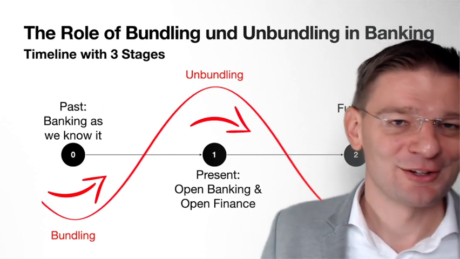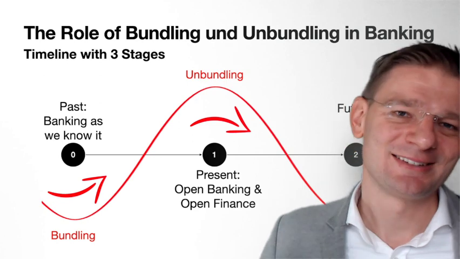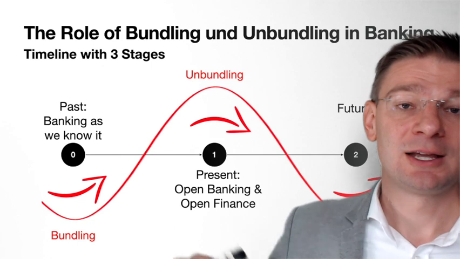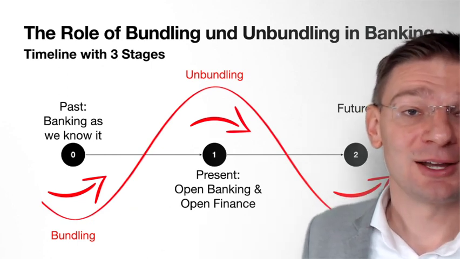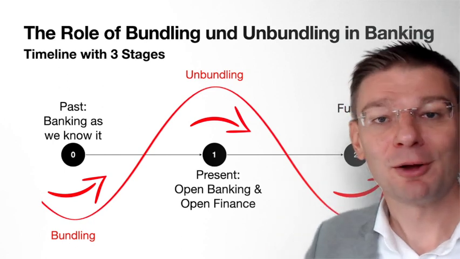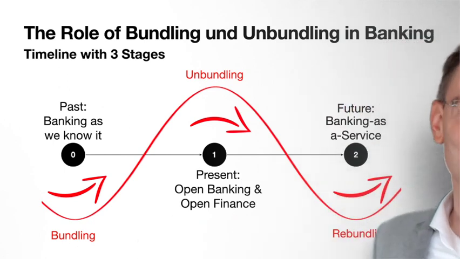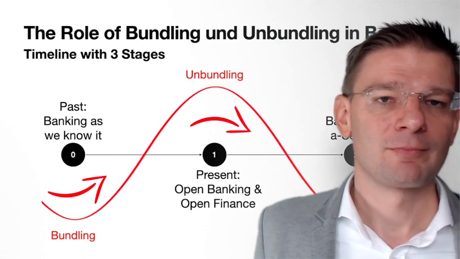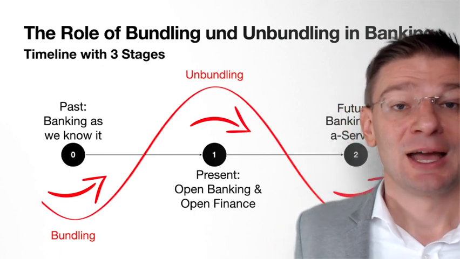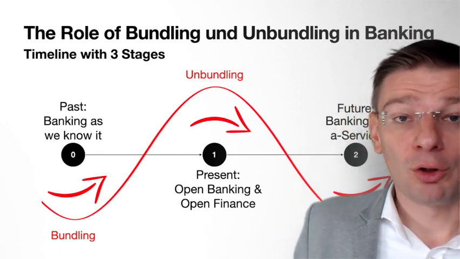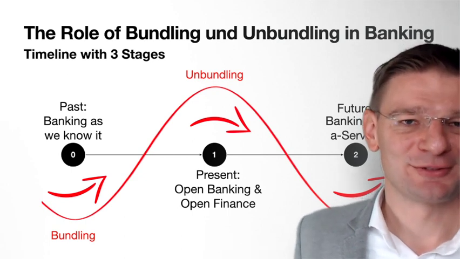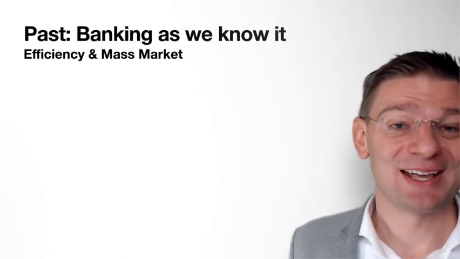And when you put the cyclical process onto a timeline, you get the sine waves, right, that we see here, where you have bundling, unbundling, and the next step will very likely be, because of the cyclical process, a rebundling. And the rebundling is probably what's going to play out in the future. And one of the things that we see in the future is actually banking as a service and all the things that banking as a service actually entails. And we're going to look at this in one of the next videos. But first, let's look at banking as we know it.